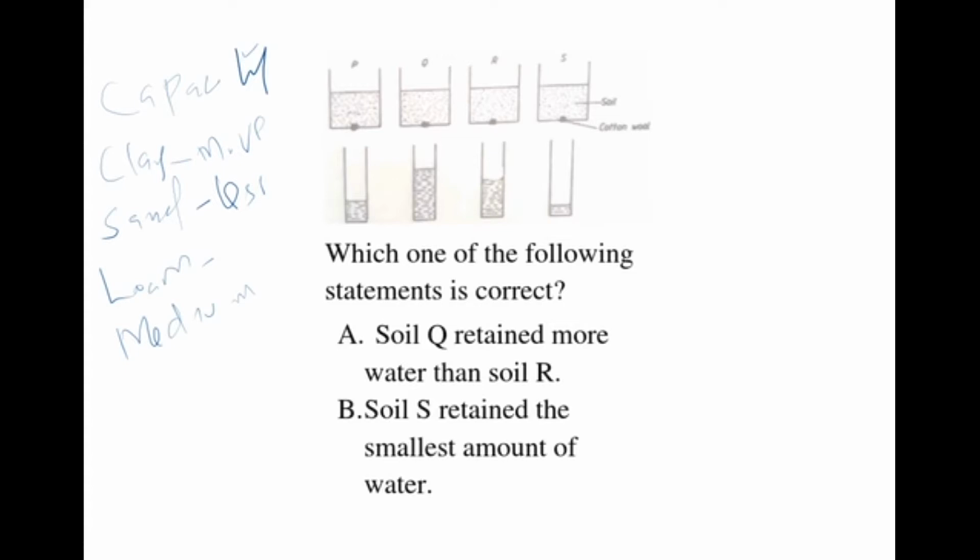Then we have soil Q retained the smallest amount of water. Looking at the experiment, the amount of water that drained in Q was the highest. Therefore, the statement is correct since less water was retained and more water was allowed to pass through. Therefore, the correct statement there was that soil Q retained the smallest amount of water.